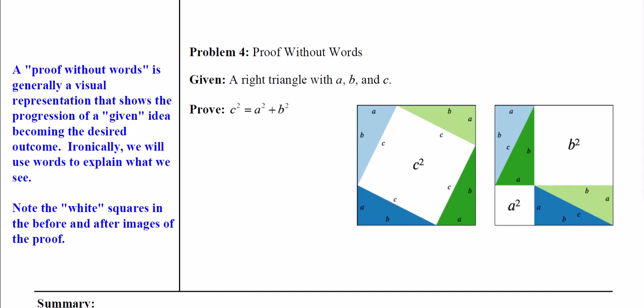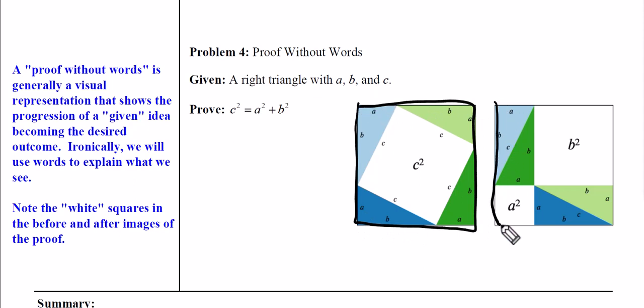But what's even more telling are the white shapes. So here is c squared, right? This white inside square is c squared. This is a squared, and this is b squared. And notice something else. The outside shape never changed. This square right here is the same size as this square.